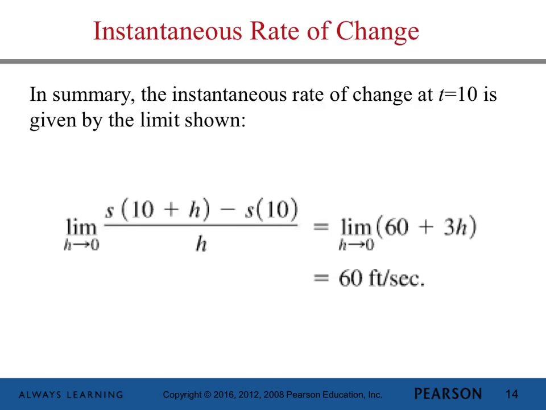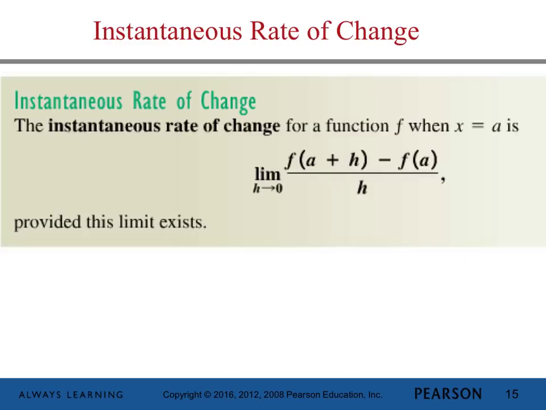So in summary form here, the instantaneous rate of change at t equals 10 is given by this limit. The limit as h approaches 0 of s of 10 plus h minus s of 10 over h, which we see is the limit as h approaches 0 of 60 plus 3h, and as h approaches 0, it shrinks up and virtually disappears, and we come out with 60 feet per second. And that gives us our instantaneous rate of change formula.